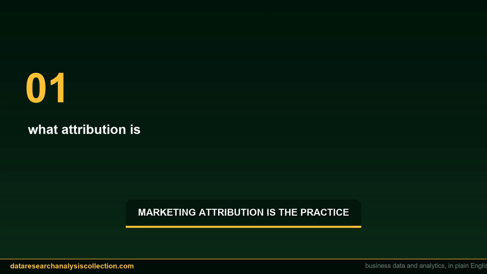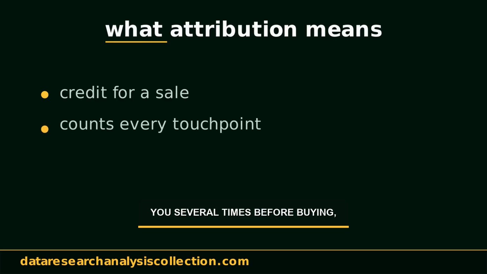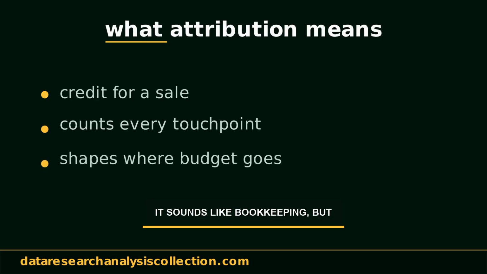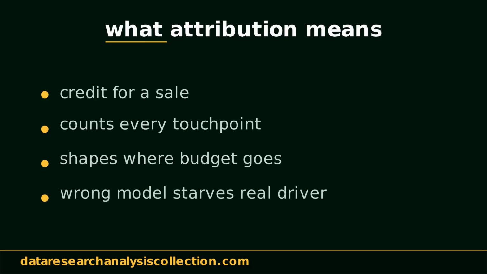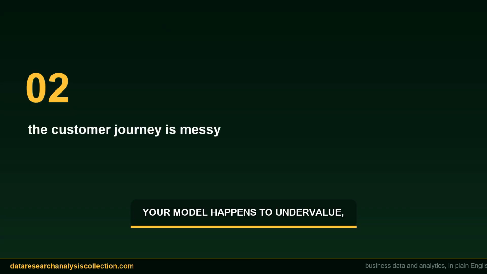Marketing attribution is the practice of assigning credit for a sale to the marketing touchpoints that led to it. Every customer usually interacts with you several times before buying, and attribution is how you decide which of those interactions deserves the credit and how much. It sounds like bookkeeping, but it directly shapes strategy, because the channel you credit is the channel you fund. Get the credit assignment wrong, and you systematically starve whatever your model happens to undervalue, no matter how important it really was to the customer's journey.